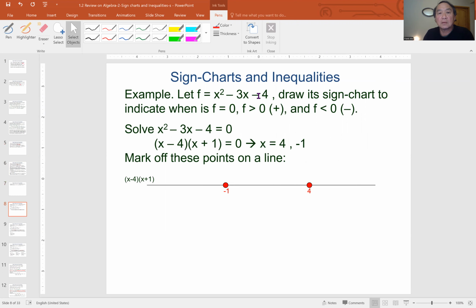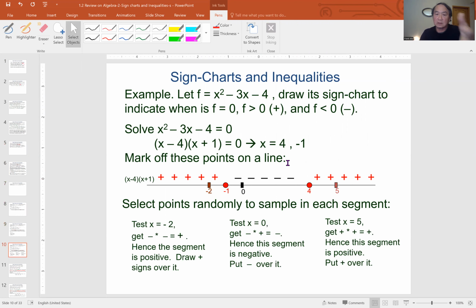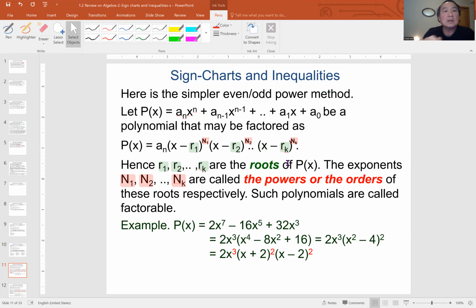Right? Here's a second degree equation, and we factor it. And here's one way to make a sign chart. We indicate where the zeros are, then we check for signs, then sample it. Then we get the signs of each segment. There are easier methods for general formulas, and only for factorable ones.